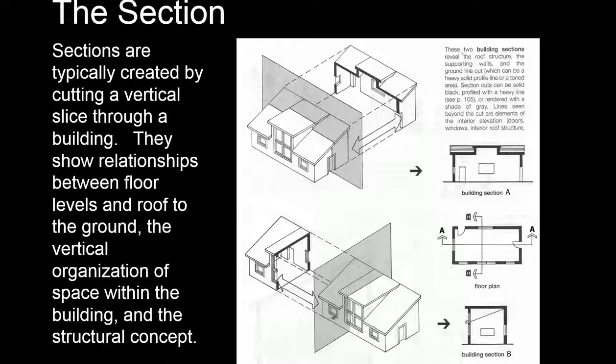Sections can be taken either longitudinally or in cross-section, so they can go in either direction. This is the same house shown here being sliced down its length and then sliced across its side. Okay? So that is another kind of drawing that helps you to understand what the space is like. The sections can be two-dimensional. So what you're looking at in these sections, they're flat, right? There's no depth.